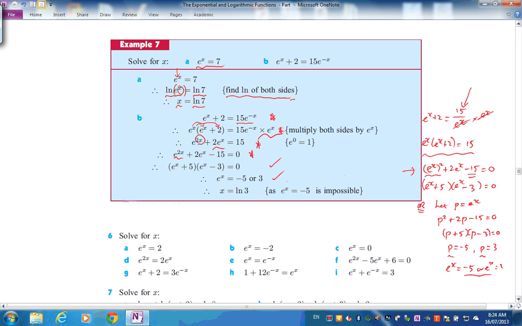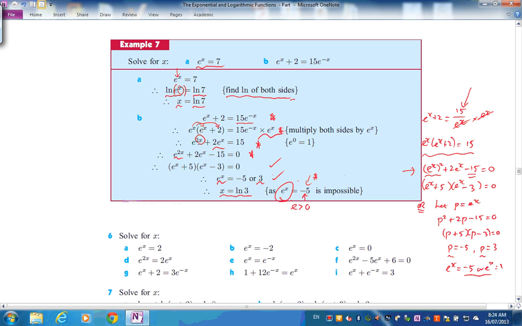So that's what they've done here. E to the x is neg 5. You can't have that, because e's a positive base, e's greater than 0, so you can never raise e to any power to get a negative. A negative power, remember, is 1 over, so there is no answer to e to the x being a negative. You can't have this. Okay, so therefore e to the x equals 3, or x equals ln 3.